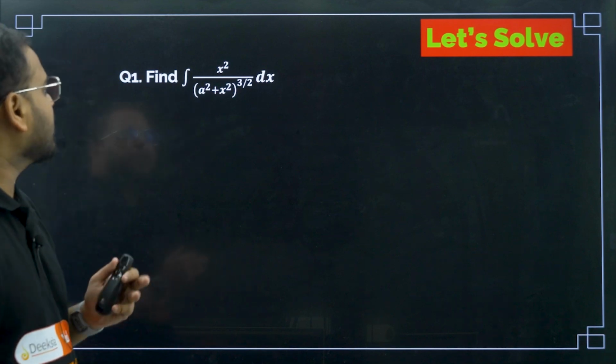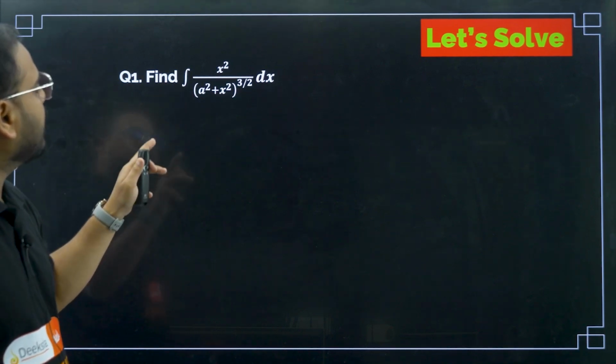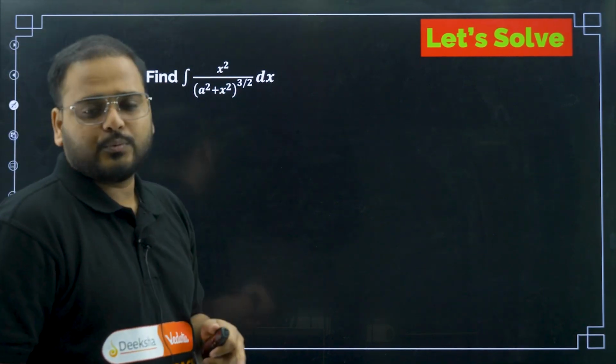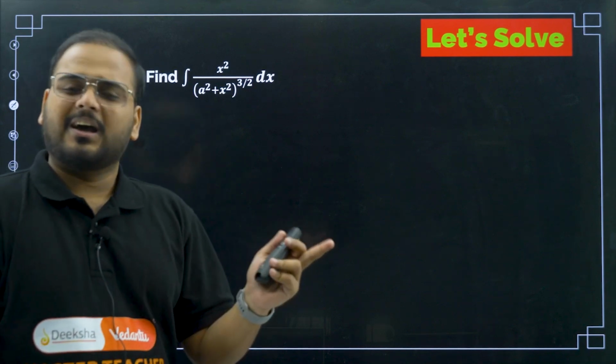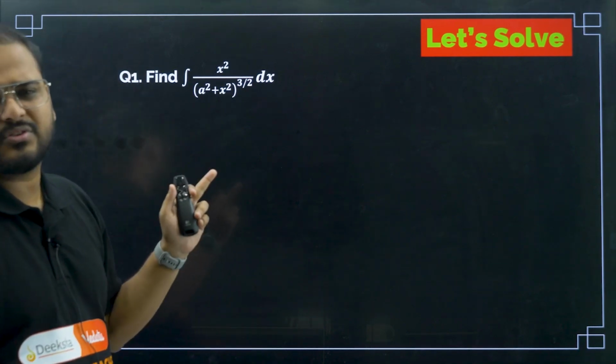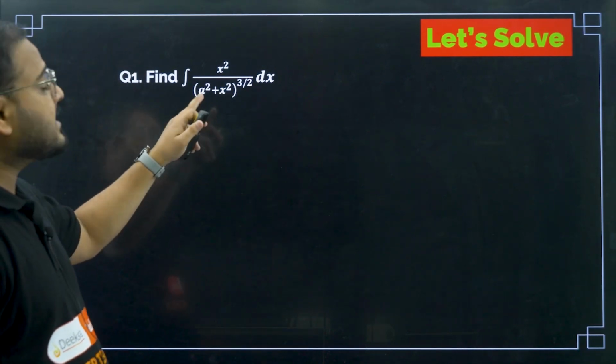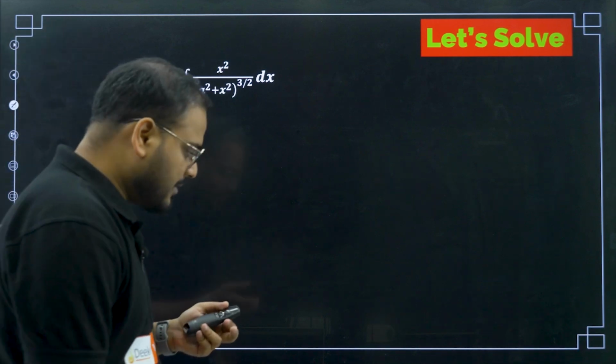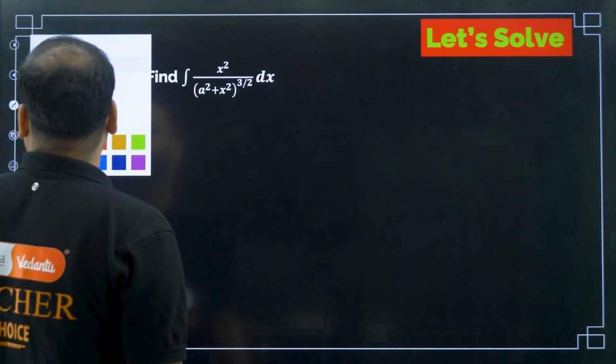So coming up first is what? Find the integral of x square upon (a square plus x square) power 3/2. I think we have solved this kind of question in the regular series sessions also, but this is a very good question. What we're going to do? We're going to take x for substitution. Let me see how the substitution will look.